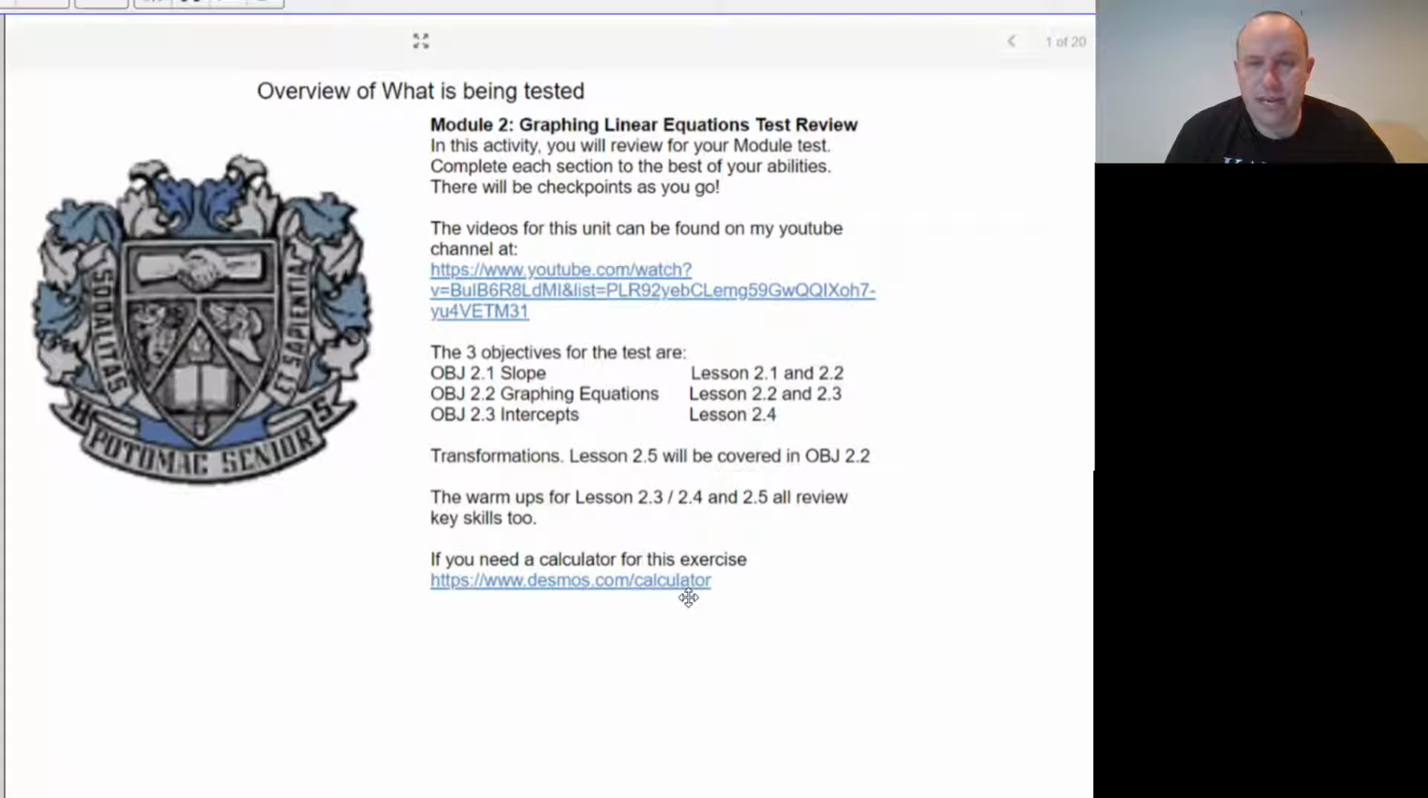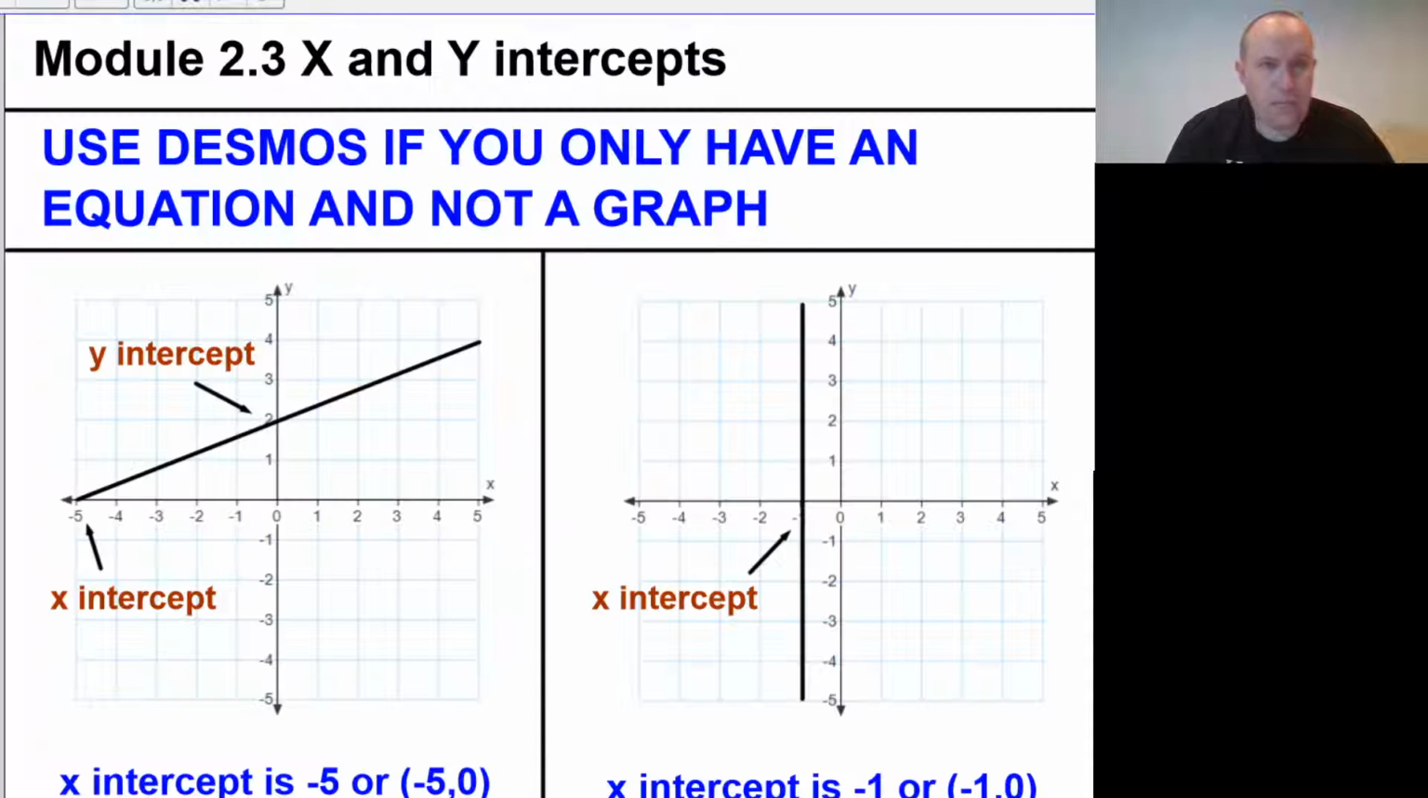And you might need a Desmos calculator for this unit as well. In fact, I would strongly recommend it for this section. So I put a few notes on here. Use Desmos if you only have an equation, not a graph. Sometimes they'll draw the graph for you and you can just figure it out from the picture. If they give you an equation, type it into Desmos so you can see the picture.